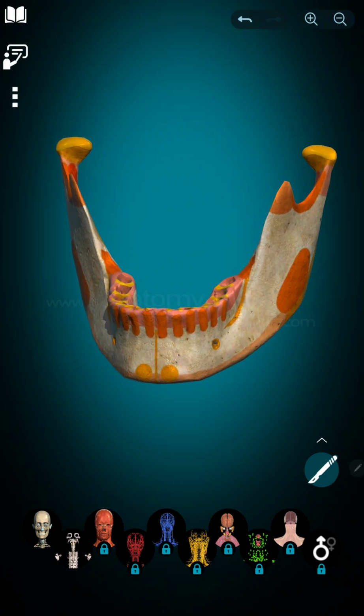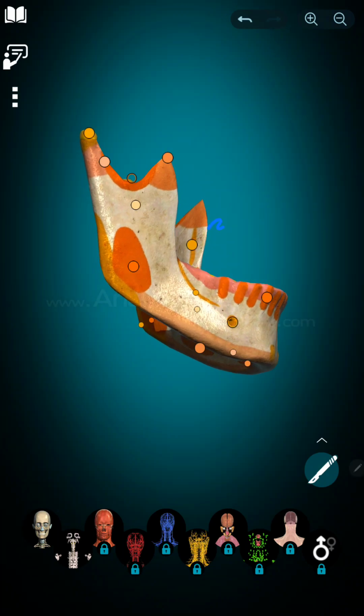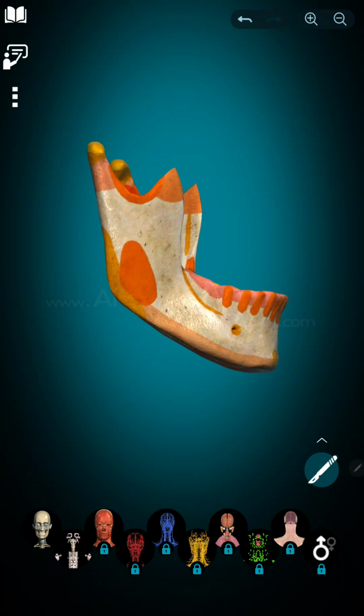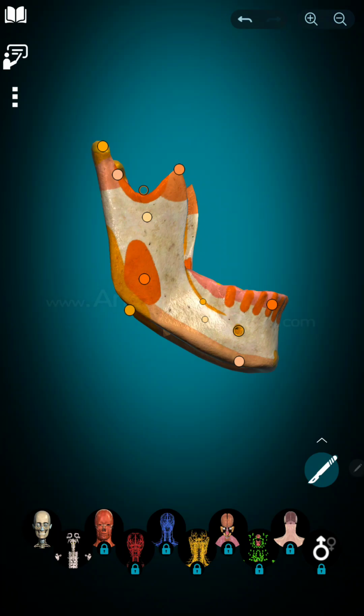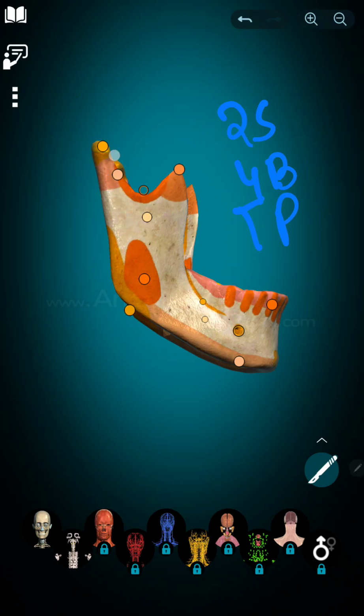Now next thing, it has four borders. What are the four borders present? Observe carefully. Here it has the upper border, anterior border, posterior border, and the lower border. So it has four borders, two surfaces, four borders, and there are also two processes.